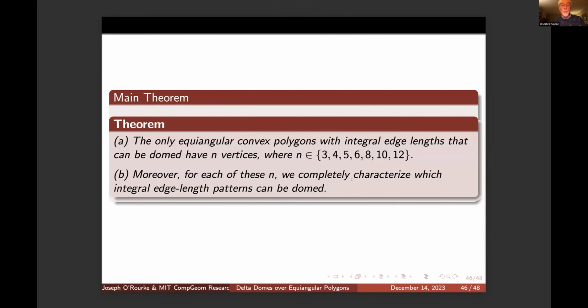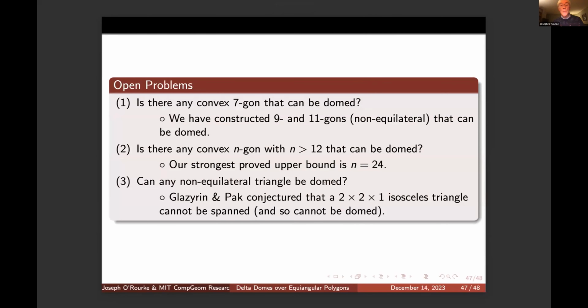So we can completely characterize which integral edge length patterns can be domed. So this settles equiangular doming. Open problems. Is there any convex 7-gon that can be domed? Not equiangular, not regular, but just anyone. We found 9 and 11 gons, non-equilateral, but we have not been able to find any 7-gon.